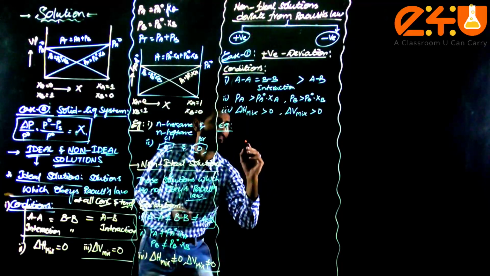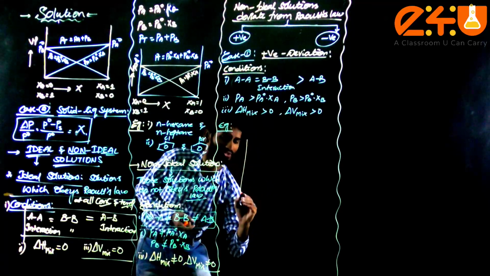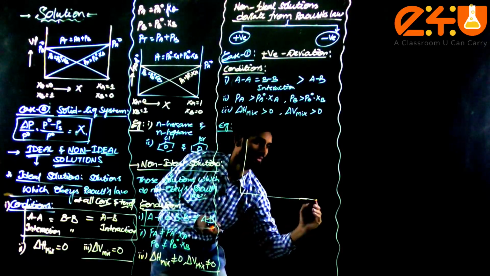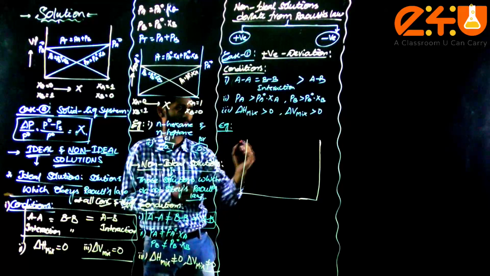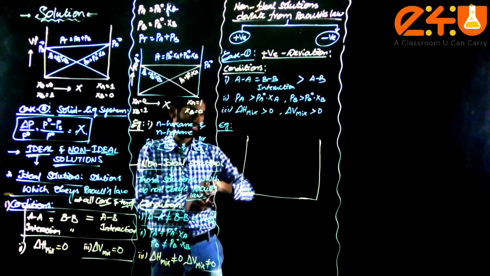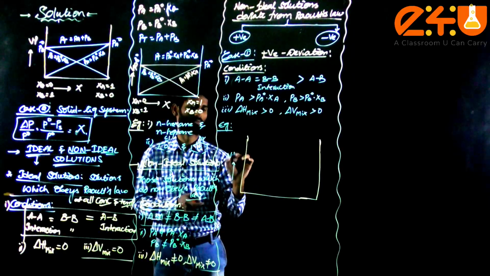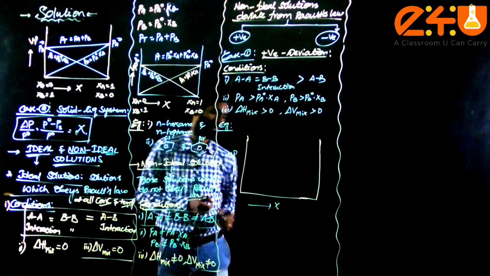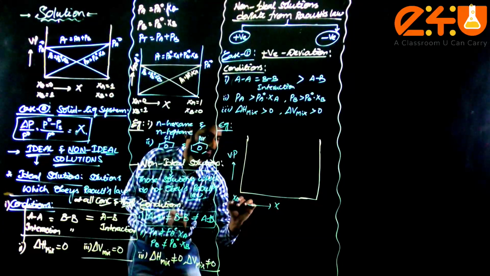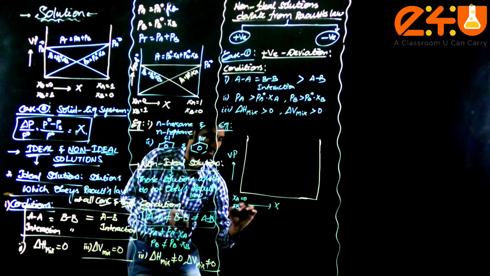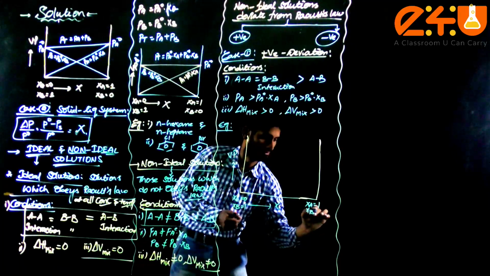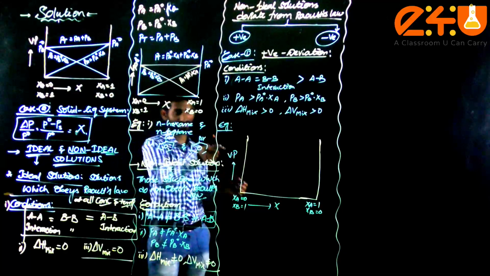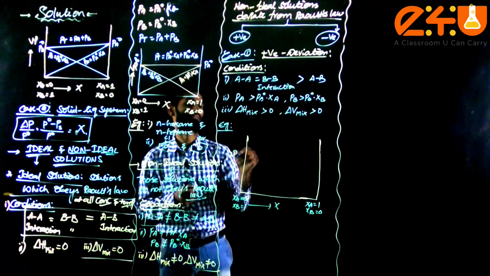Now for the positive deviation, how will the graph be, dear students? Please note this down, it is very, very important. I can consider this as the vapor pressure, and this is the mole fraction. Here XA is equal to 0, here XB is equal to 1. Here XA is equal to 1, here XB is equal to 0. This is mole fraction versus vapor pressure.